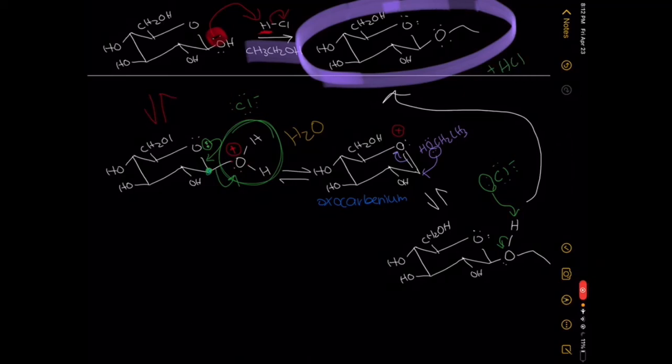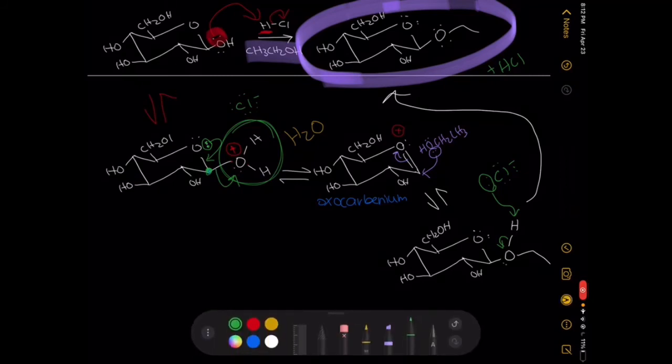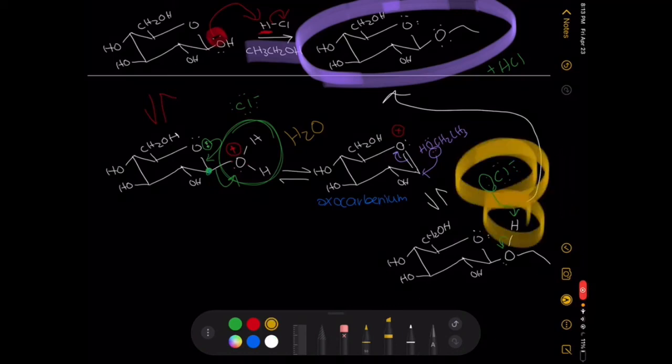I just realized this right here looks like CH2OI. It's not an I, it's an H. It might have been deleted accidentally. But yeah. So when this Cl minus grabs H, it forms HCl. And it's going to be a byproduct.